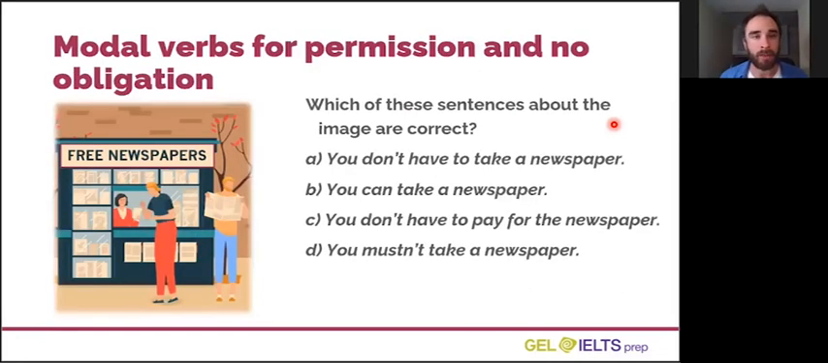Here is another example. We can see a place that says free newspapers. Which of these sentences is true? This time there are 3 correct sentences. Look at the next question below this video and can you choose the 3 correct sentences?